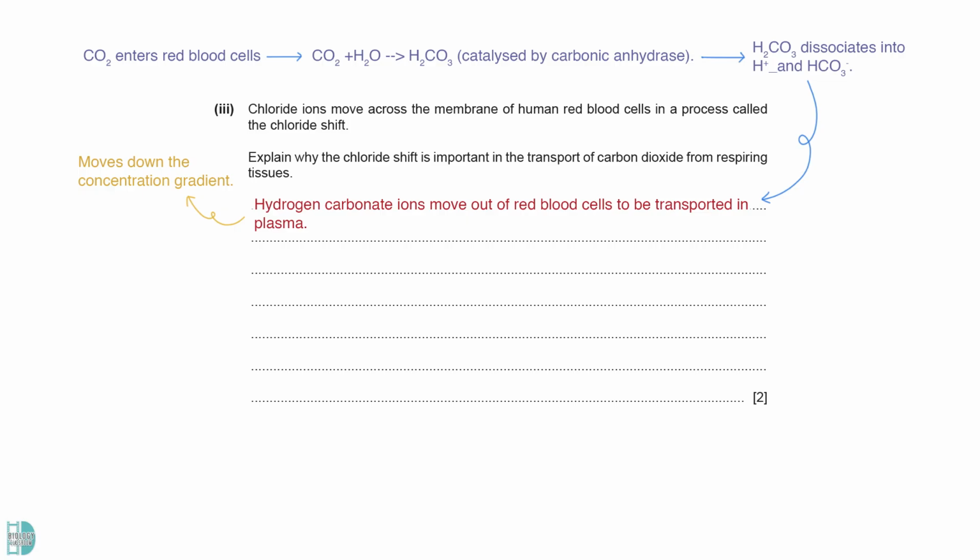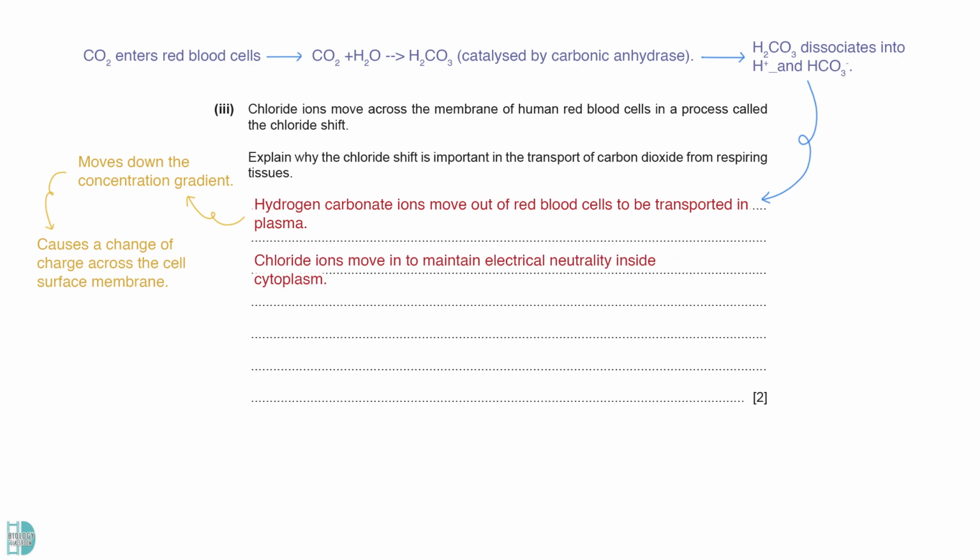They will be transported in the blood plasma. This movement causes a change of charge across the cell surface membrane. So, chloride ions, which are also negatively charged, move in to maintain the electrical neutrality inside the cytoplasm. Without the chloride shift, a negative charge builds up inside the cytoplasm. This can affect the electrochemical reactions inside the cell.